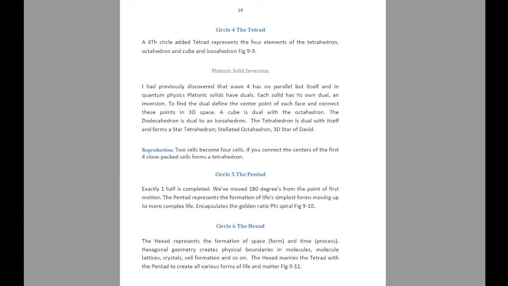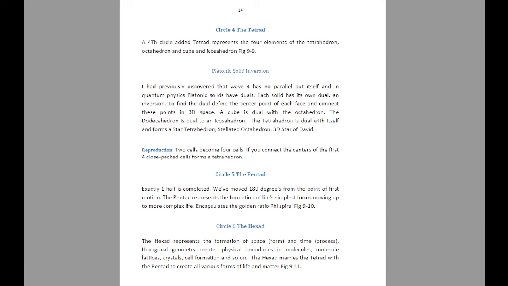Platonic solid inversion. I had previously discovered that wave 4 has no parallel but itself, and in quantum physics Platonic solids have duals. Each solid has its own dual, an inversion. To find the dual, define the center point of each face and connect these points in 3D space. The cube is dual with the octahedron. The dodecahedron is dual to an icosahedron. The tetrahedron is dual with itself and forms a star tetrahedron, stellated octahedron, 3D Star of David.